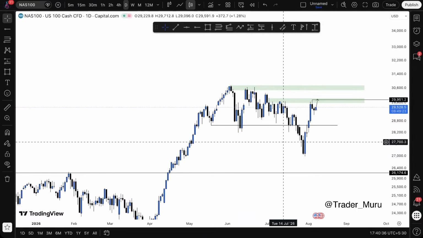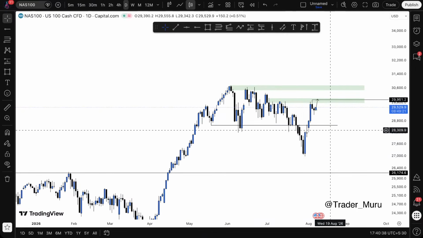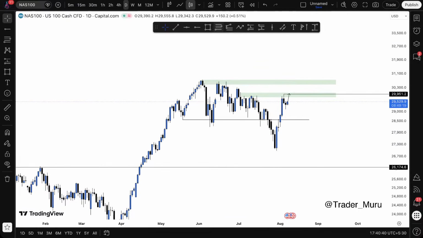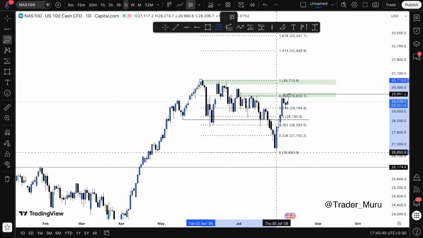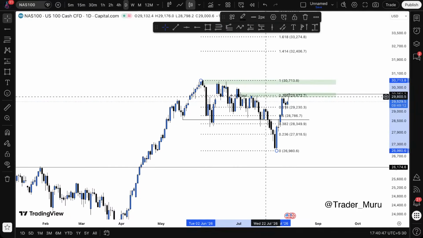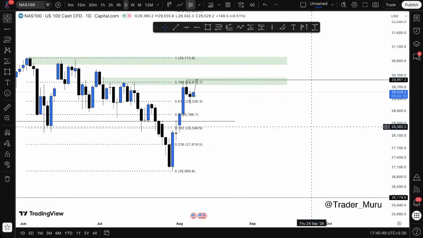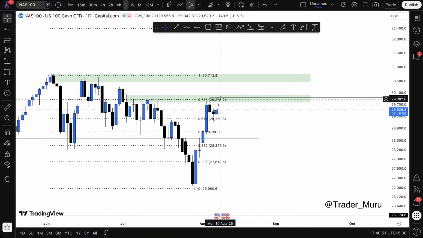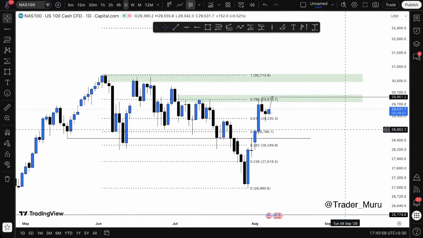Change of character, and this is a retracement. The last retracement area is the fib level of 618 to 786. It has already been tested. So if you get a test here and watch for a smaller time frame change of character, 4-hour or 1-hour, then you can start shorting.